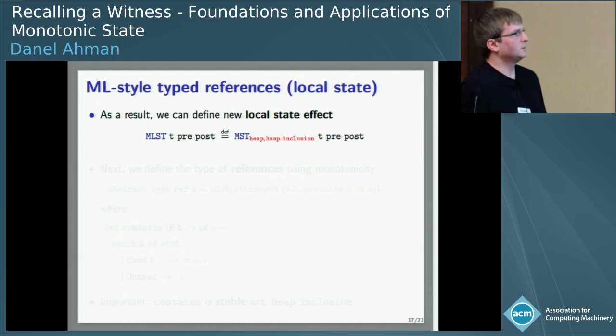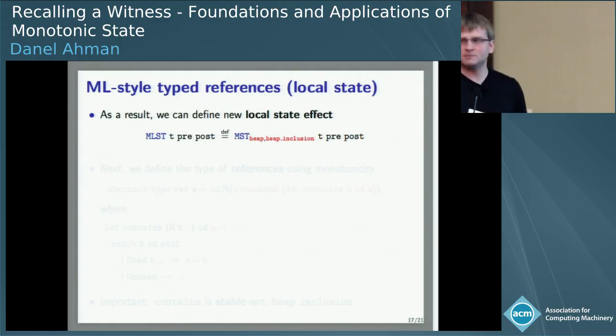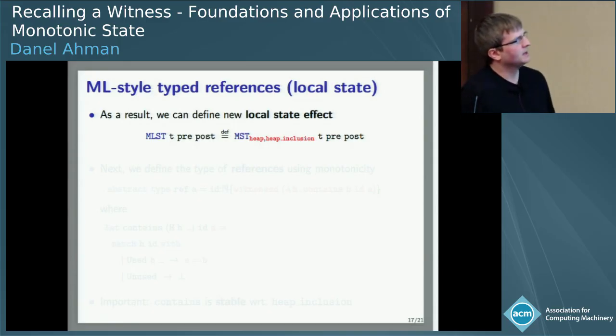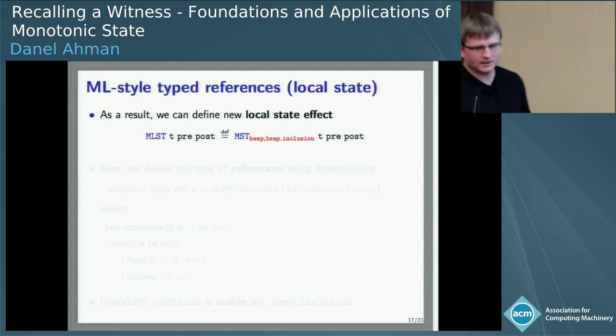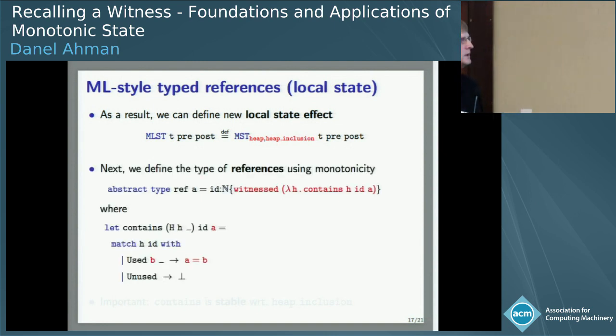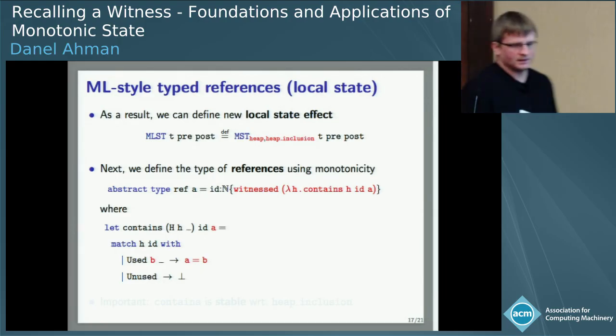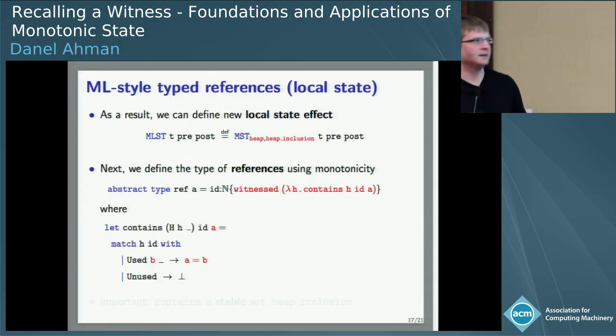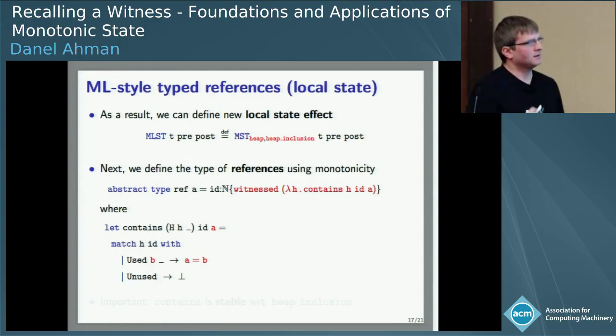And using that, we can define a new computational type or effect, ML-ST for ML state-like thing, which is just going to be defined on top of MST with the state picked as heap and the preorder picked as the heap inclusion. So next, based on that, we have to say, so what are the references? And here, monotonicity comes in as a crucial element.